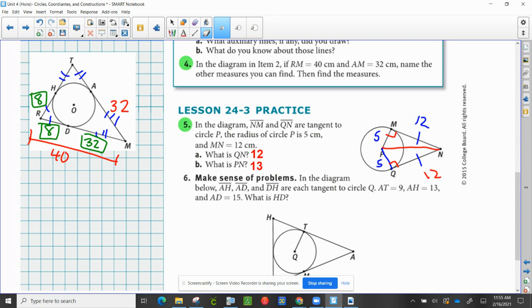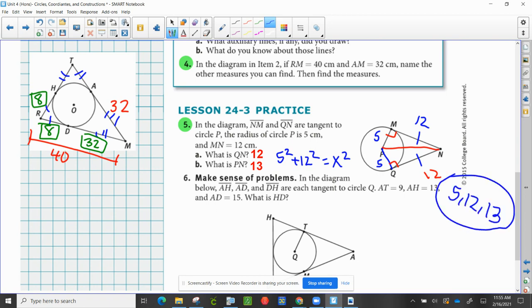Okay, if you did it correctly, you should have gotten that PN is 13. Now you could set it up using the Pythagorean theorem: 5 squared plus 12 squared equals x squared. Or if you remembered, 5, 12, 13 is a Pythagorean triple. So if you remembered your triples, then you could solve this a lot faster.